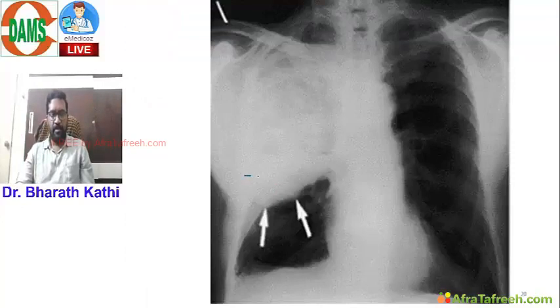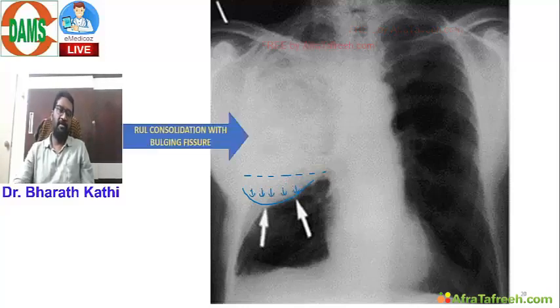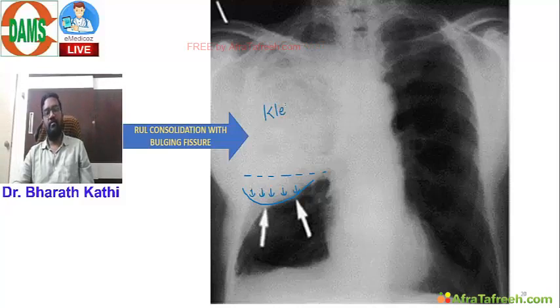Normally the horizontal fissure should be straight like this, but it has bulged down in this manner. So this is called the bulging fissure sign. You find right upper lobe consolidation with the classical bulging fissure sign. And what will be the organism? It is usually Klebsiella. So the organism is Klebsiella pneumonia. Klebsiella is also called Friedlander's bacilli.